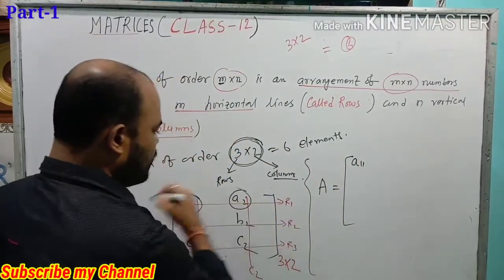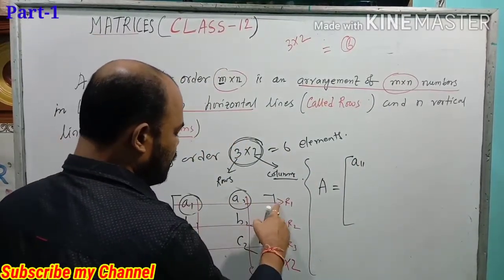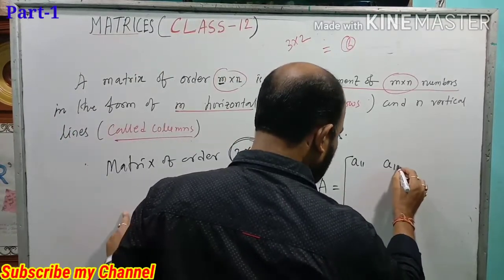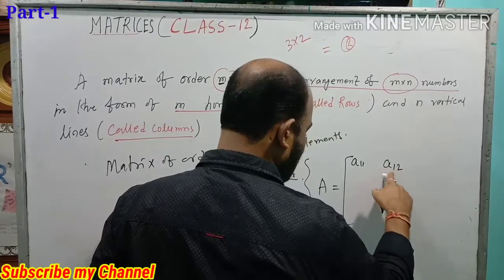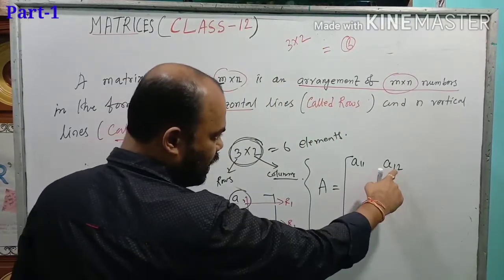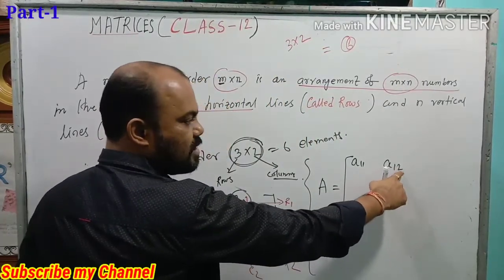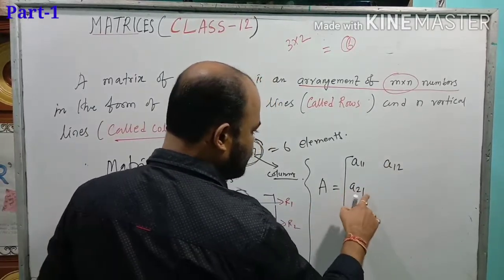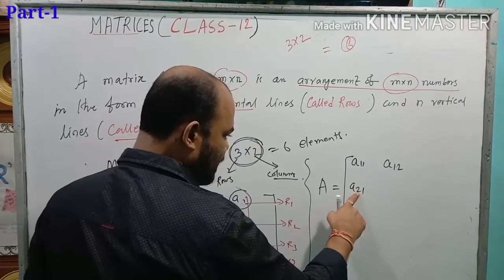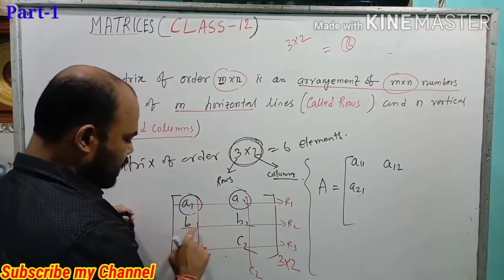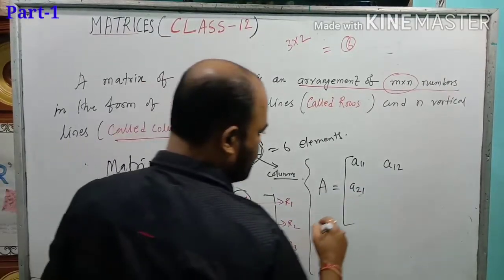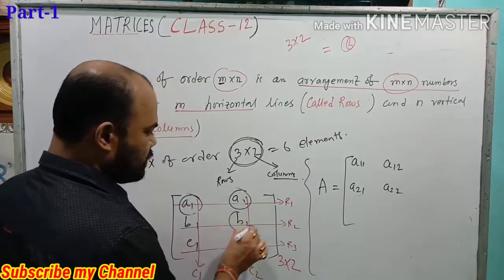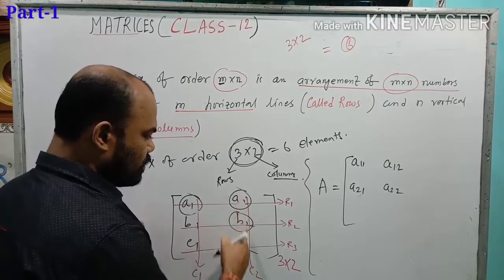Second element, this one lies at the intersecting point of first row and second column. This is written as A12. First suffix indicates the number of row and the second suffix indicates the number of column. So this one will be A21. It is second row and first column intersecting point. This one, A22, second row, second column.